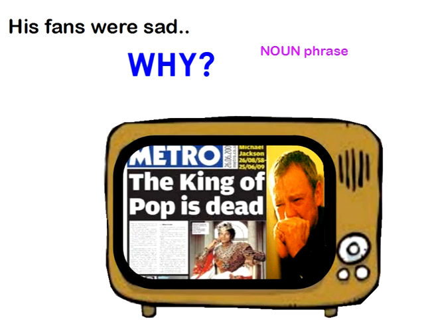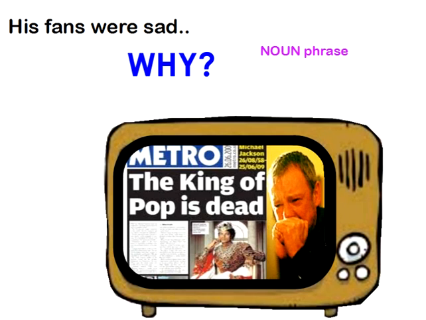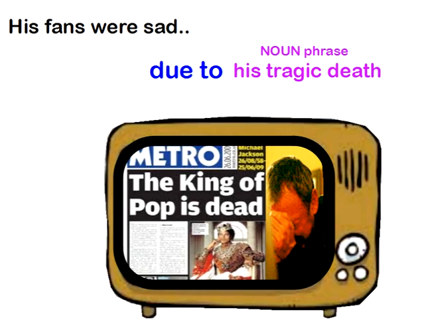So here's our next example. His fans were sad. Why? Well, if I look at the TV, I can assume that his fans were sad because he died, right? So, if I use this, I'm going to say his fans were sad due to his tragic death. Now, notice with due to, again, I'm using a noun phrase, his tragic death. So there's no action, there's no verbs in that type of example. Due to is always used with the noun phrase, similar to because of.